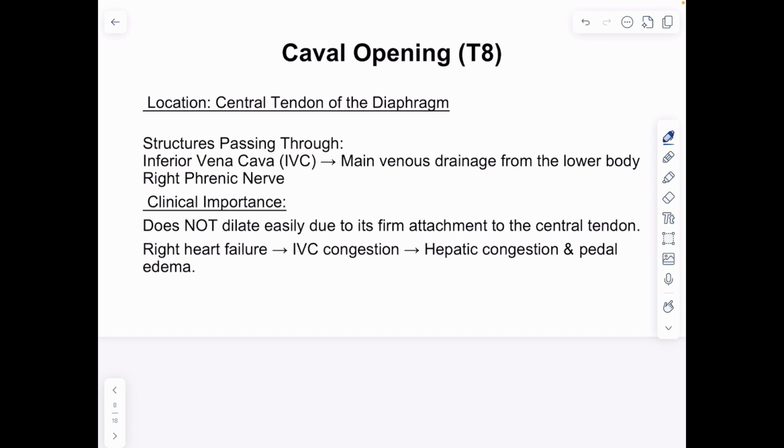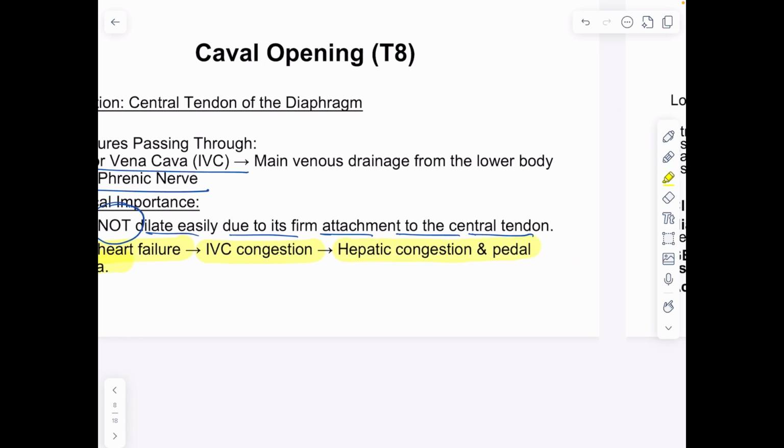So as we have just talked about the caval opening, what are the structures that pass through this? We have already talked about this: the inferior vena cava and the right phrenic nerve. But what is the clinical importance? It does not dilate easily due to its firm attachment to the central tendon. So what happens in case of inferior vena cava congestion? How does it happen in case of right heart failure? Because of no dilatation, it results in hepatic congestion and pedal edema. So that is the clinical significance related to right heart failure.